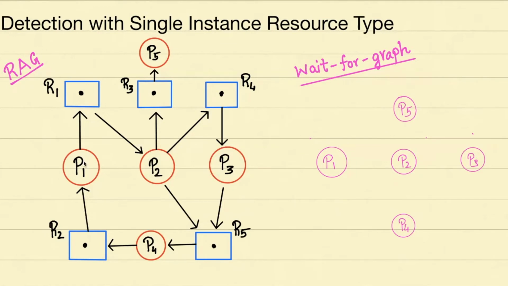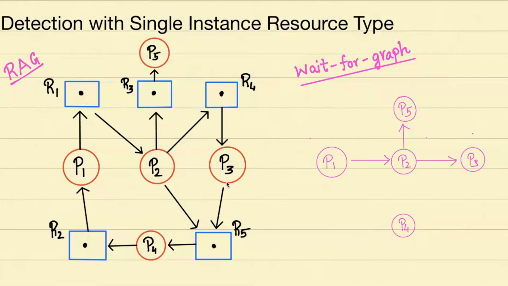Process 1 is waiting for resource 1, which is held by process 2, right? So process 1 is waiting for process 2. So I'll put an arrow from process 1 to process 2. Similarly, process 2 is waiting for process 5, right, to release the resource R3. So process 2 is waiting for process 5. Process 2 is waiting for process 3 to release the resource R4. Process 2 is waiting for process 3 to release its resource.